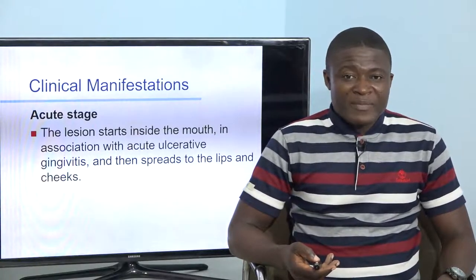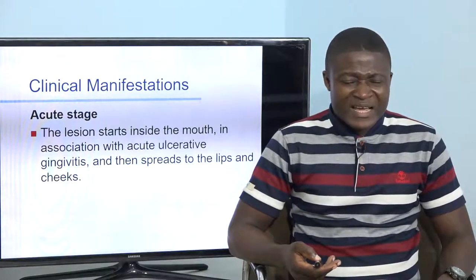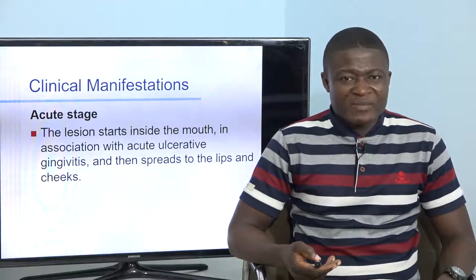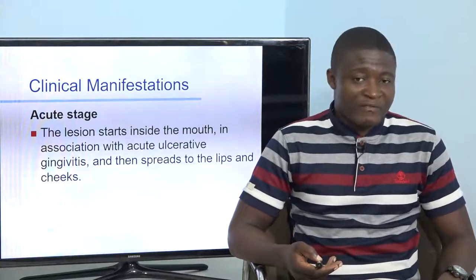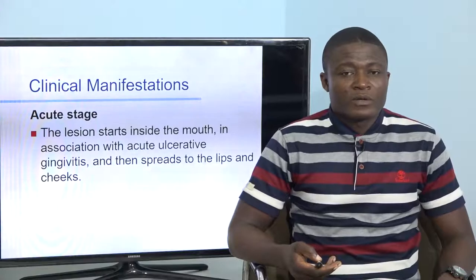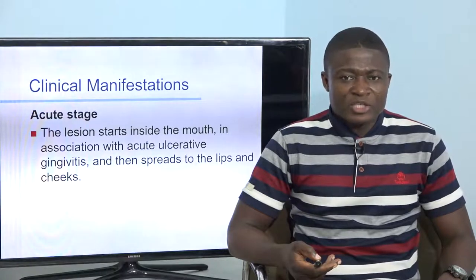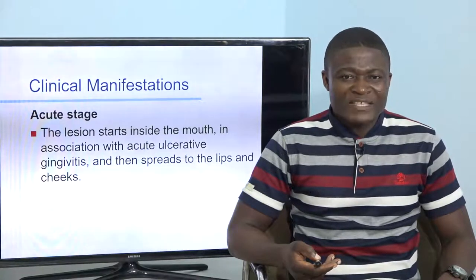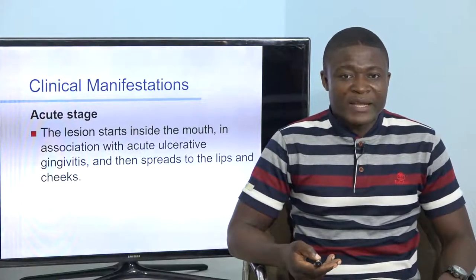Okay, so when somebody develops this condition called cancrum oris, what are some of the signs and symptoms? We call them clinical manifestations, which you will see that make you believe that the client is likely suffering from cancrum oris. Let's look at the acute stage of this condition. The lesion starts inside the mouth in association with acute ulcerative gingivitis, and this spreads to the lips and the cheeks.